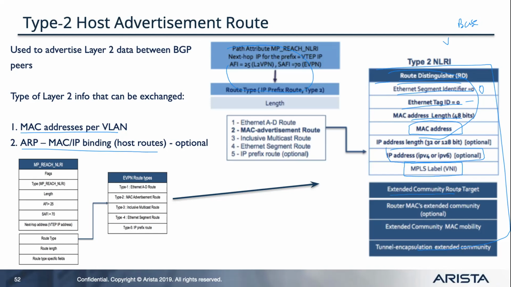Then the extended community route target, the router's MAC extended community, and then the extended MAC mobility, which we will see later. This is optional. The extended community MAC mobility is related to MAC mobility in case of a MAC move. And the tunnel encapsulation will be VXLAN in this case. In case of MPLS, it will be MPLS. So this is the packet format.